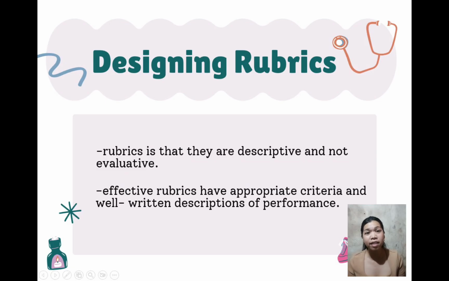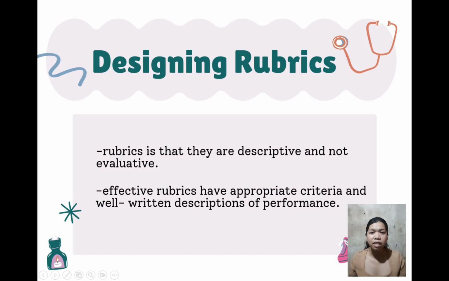Rubrics are descriptive and not evaluative. Effective rubrics have appropriate criteria and well-written descriptions of performance. Didn't I mention that earlier? When we say rubrics are descriptive rather than evaluative, it means that they focus on explaining the quality of the work rather than just assigning a score or grade. A descriptive rubric provides clear criteria for different levels of performance. It explains what makes work excellent, good, or needing improvement.